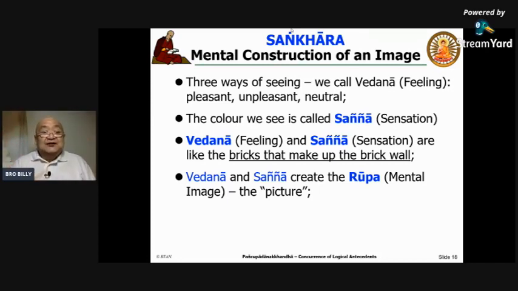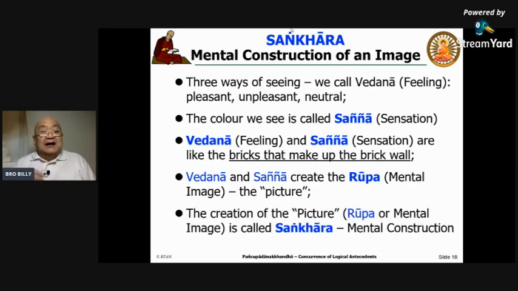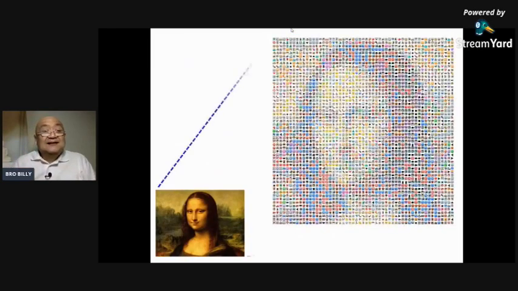So Vedana and Saññā are put together to produce this rupa, the mental image, right? And this creation process is called Saṅkhāra, mental construction. We're going to look at this scientifically in a moment, exactly how that is done. Interesting. So this is really what is happening.